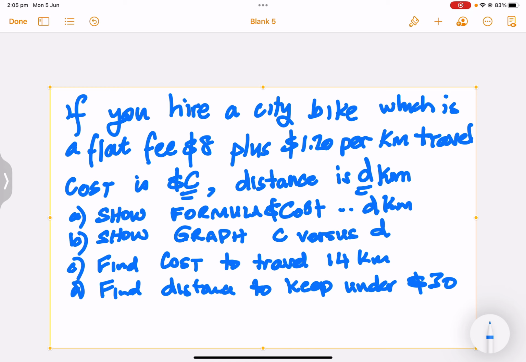Part C, find the cost to travel 14 kilometres. That could be done by the math or by looking at the graph. And part D, find the distance to keep the cost under $30. Again, the formula is accurate and the graph will give you an approximate look.